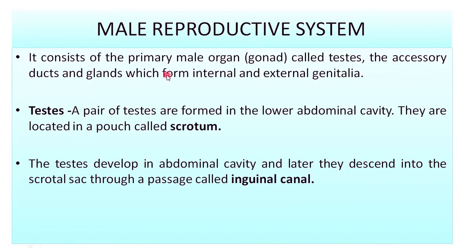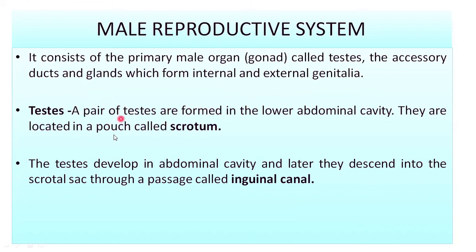Now we will see how the male reproductive system is, what it consists of. The male reproductive system consists of the primary male organ, known as testes, plural of testis. Then accessory ducts and glands, which form the internal and external genitalia. That means we have to see what is going on internally in the male reproductive system and externally also.